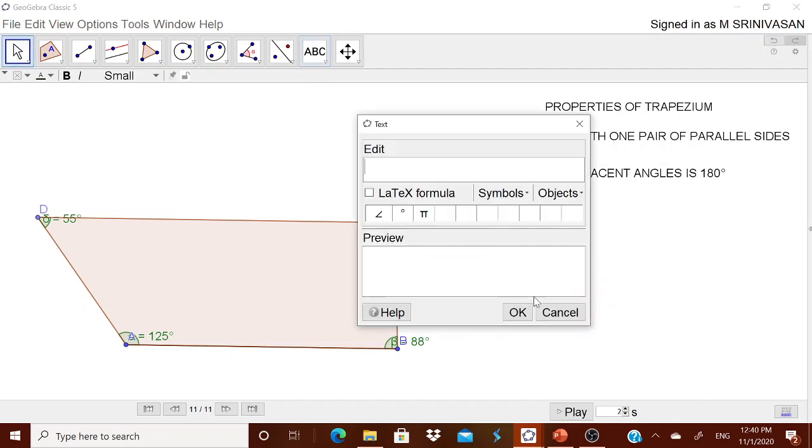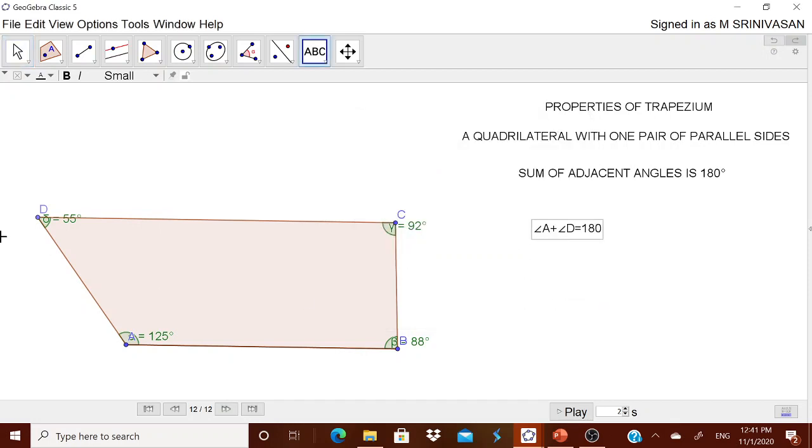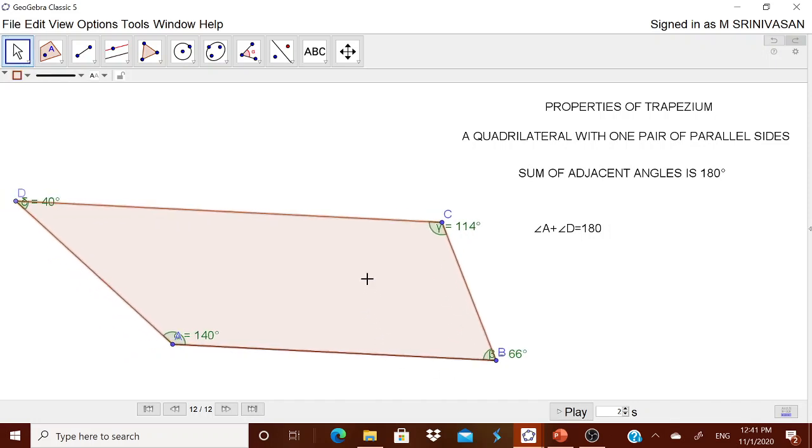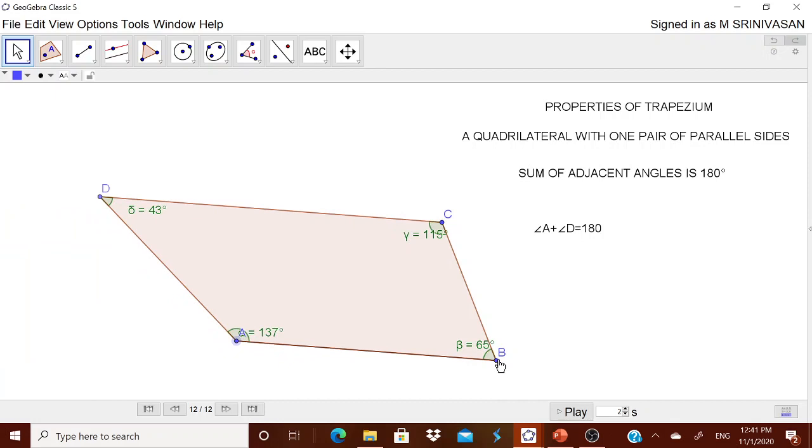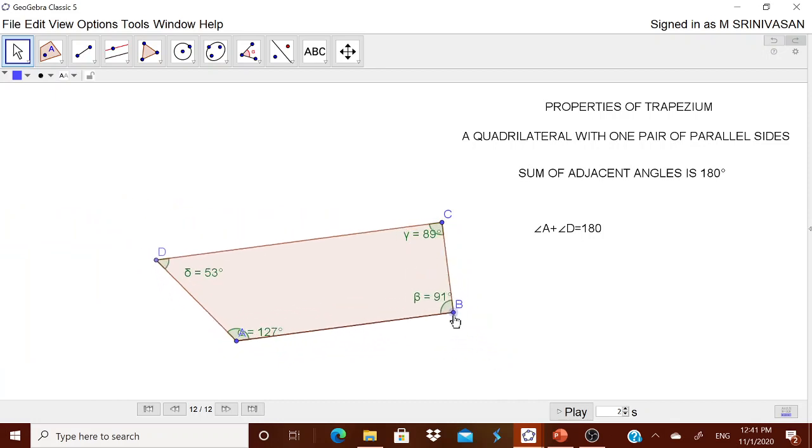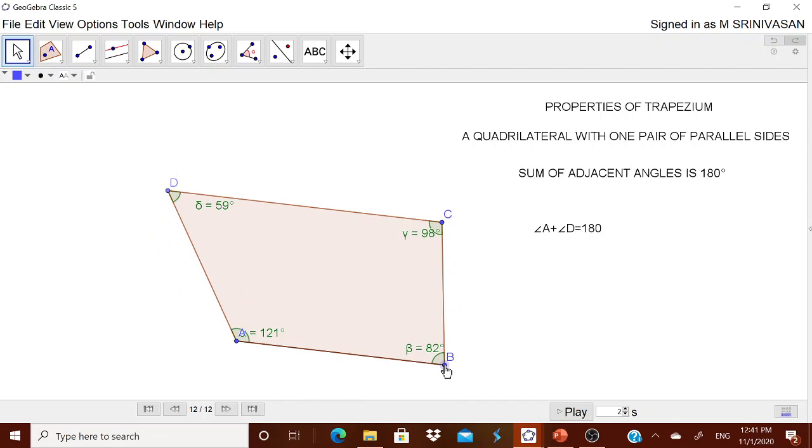Now I will just write only one over here. You can go for it: angle A plus angle D. You can go for the next one. You can type it: 180 degrees. Okay, well, now you can ask the children to come and check it at any spot. Therefore 125 plus 155, 140 plus 40, 114 plus 66, 100 plus 80, 55 plus 125, 98 plus 82. At any spot, the sum is always 180 degrees.